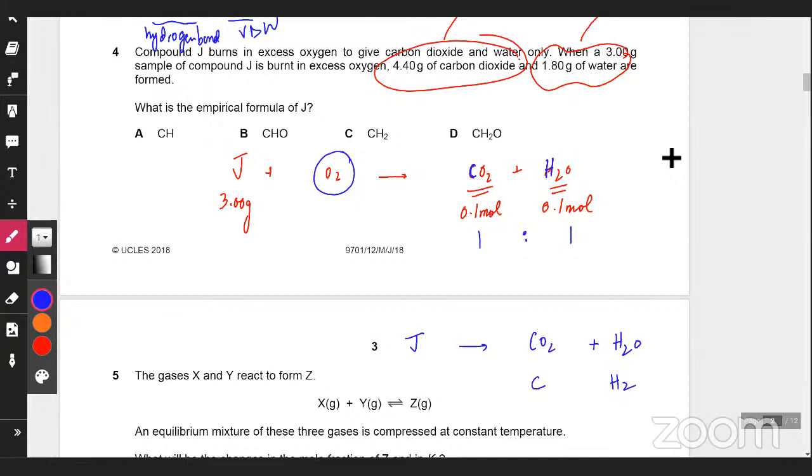2 hydrogens, right? Yeah, is this clear? Ibrar, is this clear? Yes, sir. Okay. Is this clear? Mohammed? Yes, sir.